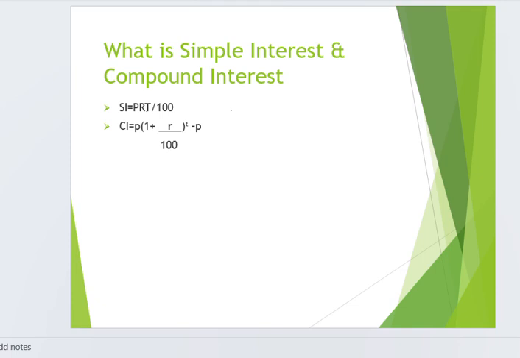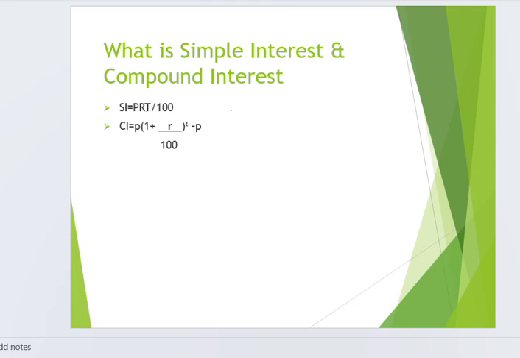Simple interest is the interest calculated on the principal, into the yearly rate, into the time for how many years you have taken, and upon 100 as the rate is in percentage. So all the terms are multiplied: P into R into T upon 100.